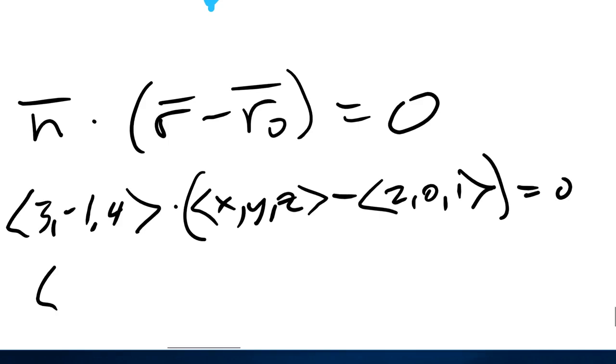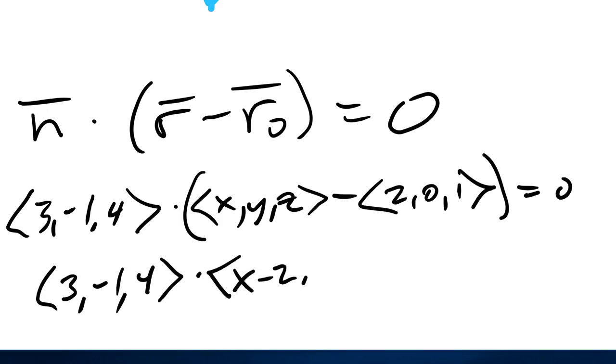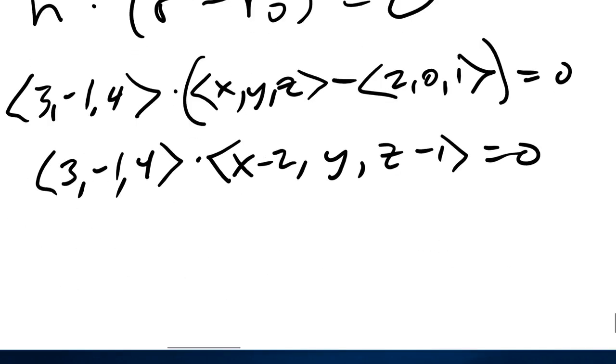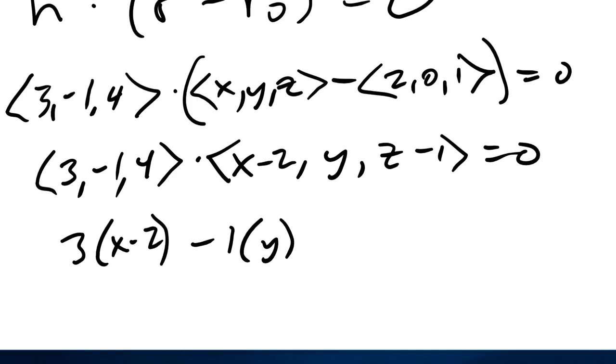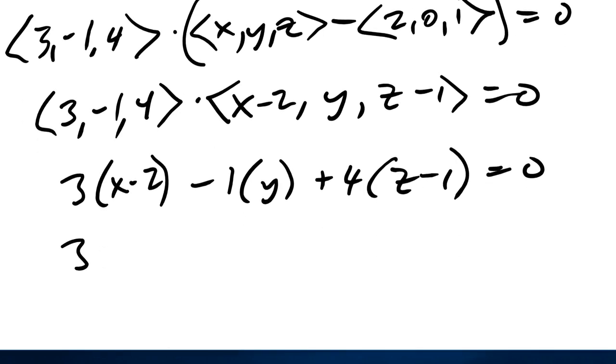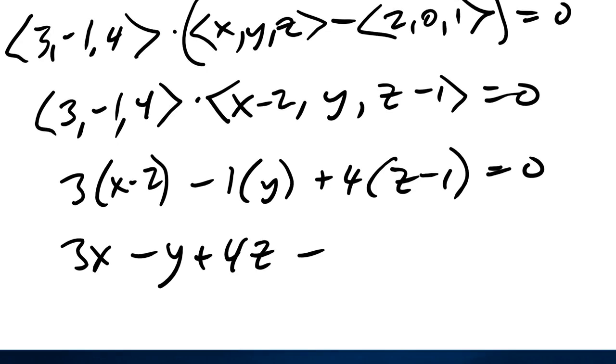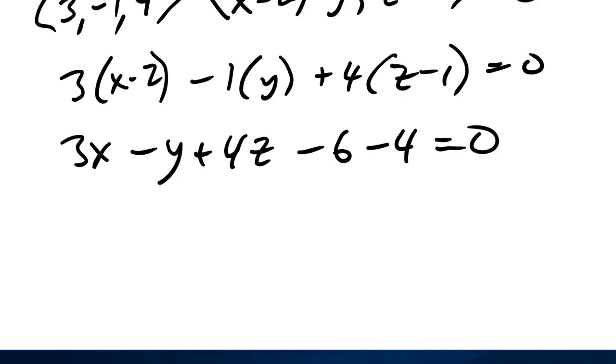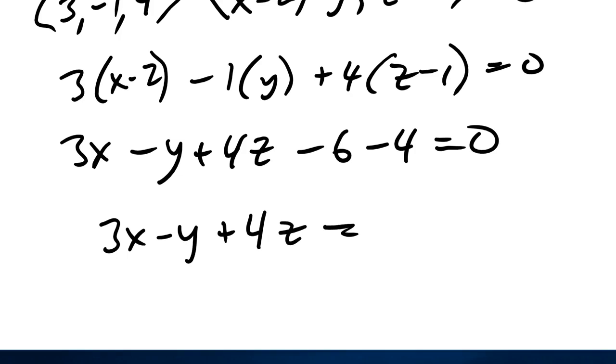So let's do the interior first. 3, negative 1, 4, dotted with this vector x minus 2, y minus 0, z minus 1 equals 0. And now when you do the dot product, you get 3 times x minus 2 minus 1 times y plus 4 times z minus 1. When you do this out, see if I can't make a mistake, 3x minus y plus 4z minus 6 minus 4 equals 0. This is negative 10, so this is 3x minus y plus 4z equals 10. And there we have it.